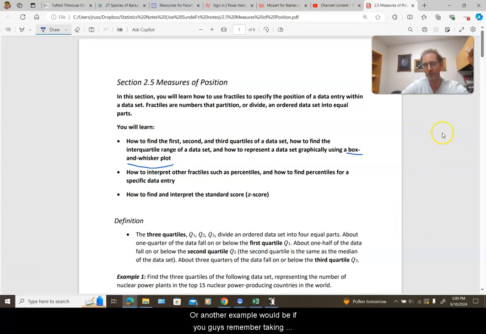Or another example would be, if you guys remember taking those standardized tests when you were a kid in elementary school or junior high school, you didn't look at the raw score because the raw score was meaningless. You had to look at the percentile. So if you placed in the 85th percentile, that means you did better than 85% of all the other students that took that test. It doesn't tell you anything about what your actual score is. Okay. But anyway, things of that nature are what we're going to be talking about.